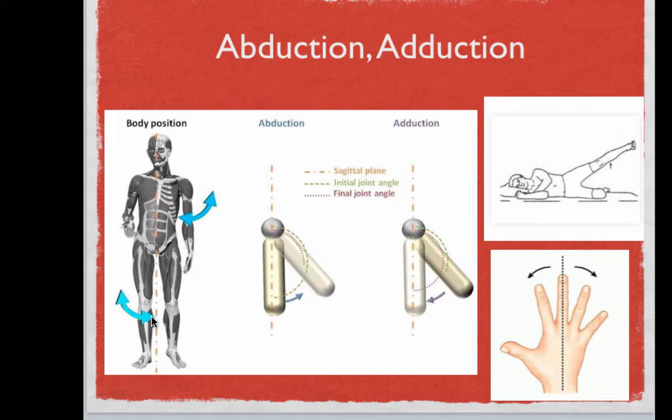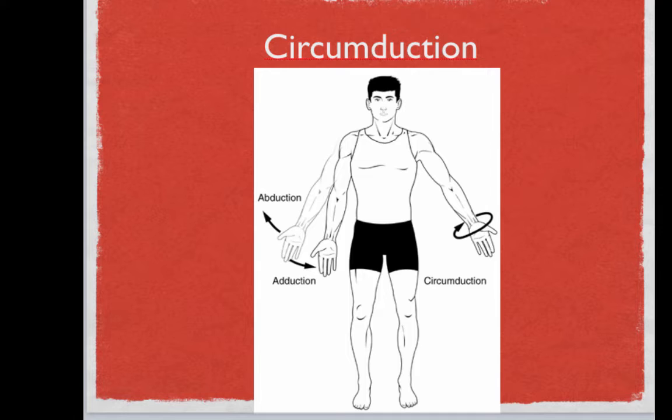Bringing it back into the midline is adduction. This person over here is adducting a leg, and this person here is abducting their fingers by moving them away from the midline. Because your shoulder is a ball and socket joint, it's also able to do circumduction. Circumduction is just the movement of the extremity in a circle. So it involves multiple movements, including abduction and adduction.